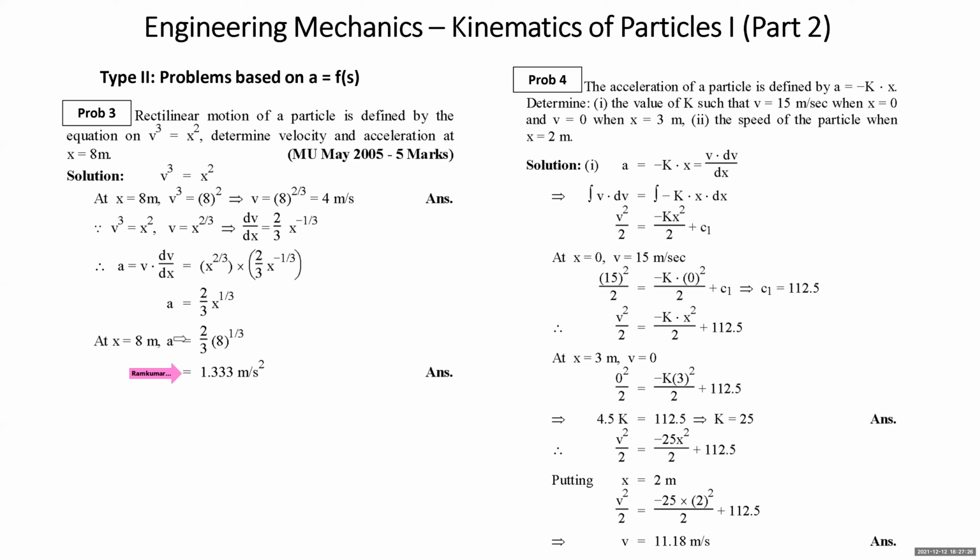So in this, velocity was given as a function of x, right? We got the value of v in terms of x. We got dv by dx. Then we got acceleration as v dv by dx. We substitute the value of v and dv by dx in terms of x, and then the acceleration expression is arrived. And then we substitute the value of x, we got acceleration.